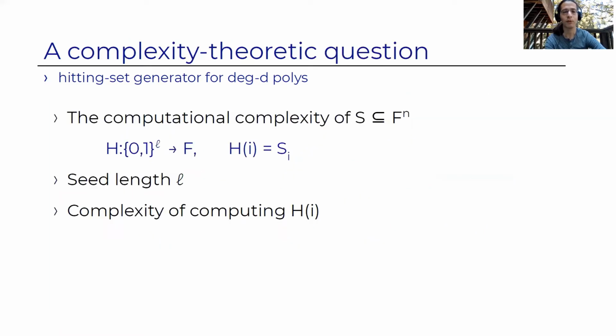And we think about this problem from a complexity-theoretic perspective. So we think of the complexity as getting an index i as input and outputting the i-th element of a hitting set. So we have a function which is called the hitting set generator, H. The number of inputs to this function is called the seed length, and it directly corresponds to the size of S. And we also care about the computational complexity of H.